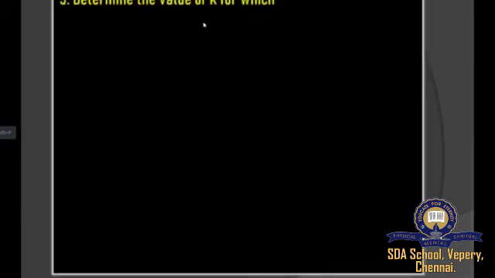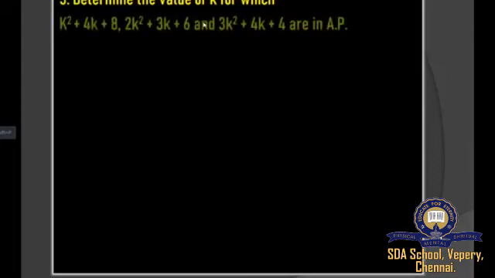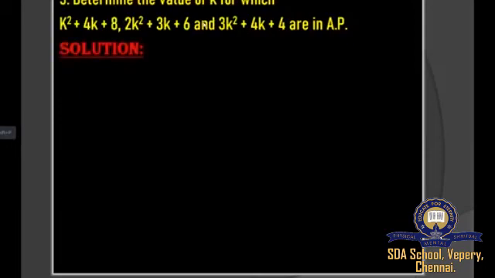Then another important problem, very important and very easy also. Determine the value of k for which the given terms are in AP. We have seen the second problem related to this, but I have taken one more problem for your understanding. What is the question here? Already given, the given sequence forms an AP.